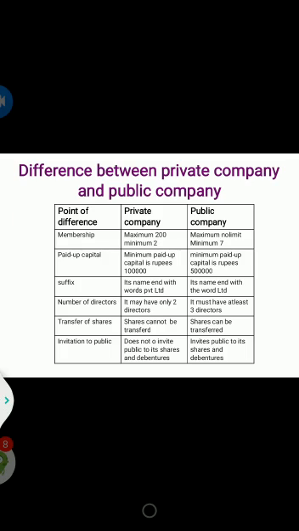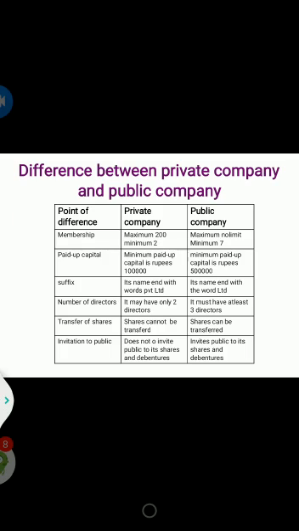Then the number of directors. Only 2 directors are required in a private company. If it is a public company, it must have at least 3 directors.